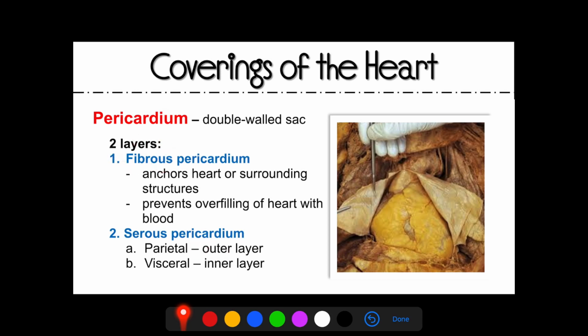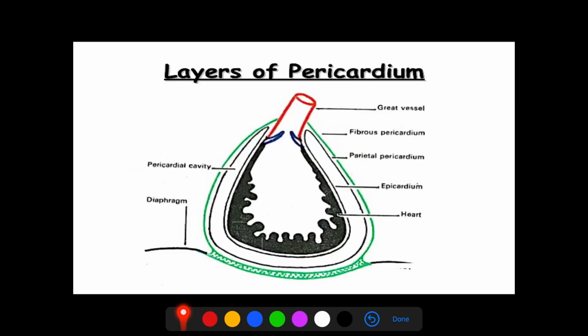So this parietal layer lines the surface of the fibrous pericardium, whereas your visceral pericardium lines the surface of the heart itself. This is also known as our epicardium. In this illustration, we can see the double-layered pericardium, or the double-walled sac.